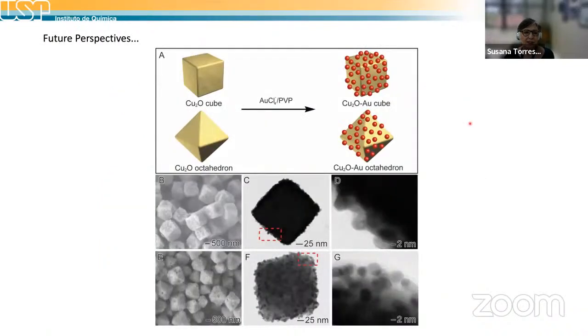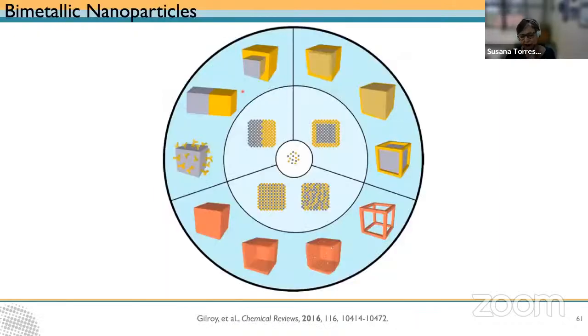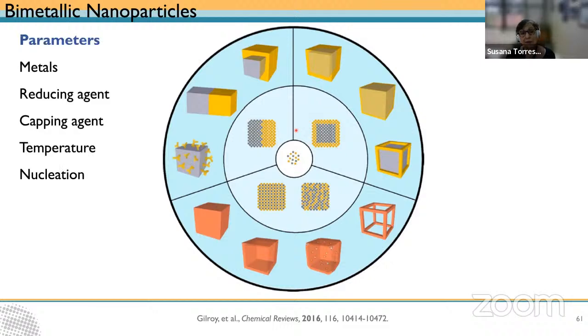What are we talking about? For example, for these structures that we were discussing, we can decorate them with tiny gold nanoparticles that are plasmonic, and we are going to combine the electrocatalytic properties of the copper oxide with the plasmonic properties of the gold. How can we do this, and what are the advantages? Obviously, we can also prepare bimetallic nanoparticles, and in this case we have wide possibilities to prepare different structures. And we have many parameters, such as the type of metals that we want to combine, the reducing agent, the capping agent, the temperature, and the nucleation.